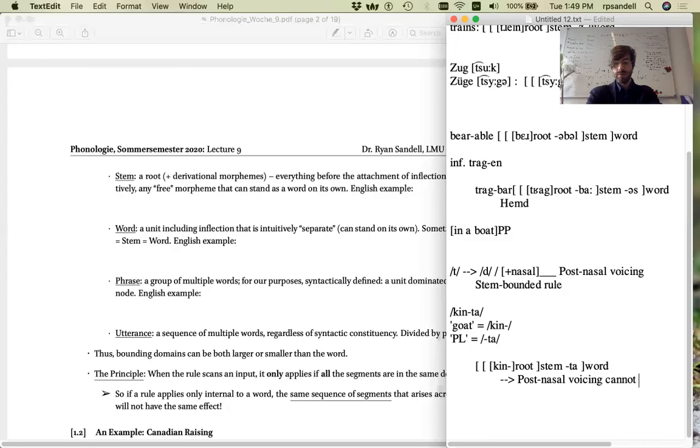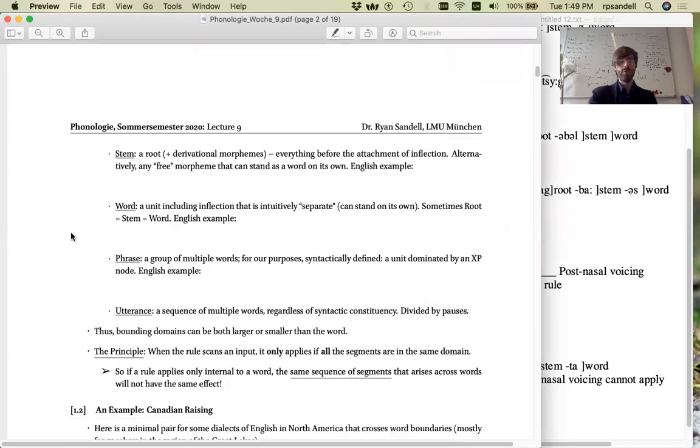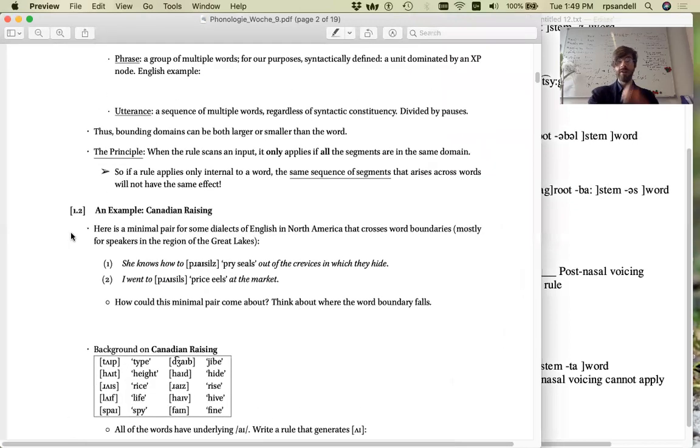And so from the input keen-ta, in this case, the output would be hinta without application of postnasal voicing. All right, now that we've introduced these morphological and syntactic structures, let's take a short break before we come to look at a series of some English examples which illustrate these different levels of boundaries in more detail.